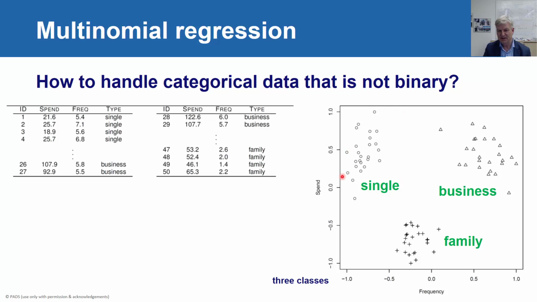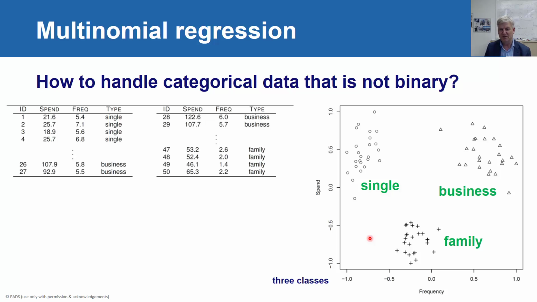So we have here two variables, spend and frequency. And we can see the pluses correspond to the class family, the circles correspond to the class single, the triangles correspond to the class business. What you can clearly see is that based on frequency and spend, we can very well predict to which of the three classes a particular point belongs.